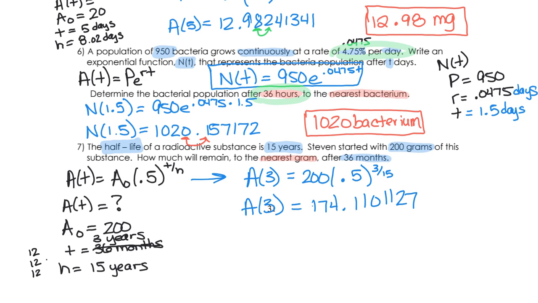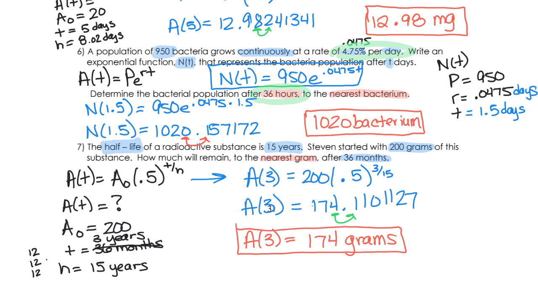174.110127. Remember, our rounding direction said nearest gram, which is the 4 spot, but we'll look next door. And we're going to end up with A of 3 being 174 grams is our label. All right, so remember, guys, half-life is a decreasing formula or a decaying formula. Notice that we started with 200 grams and it decayed down to 174 grams after 36 months or 3 years.